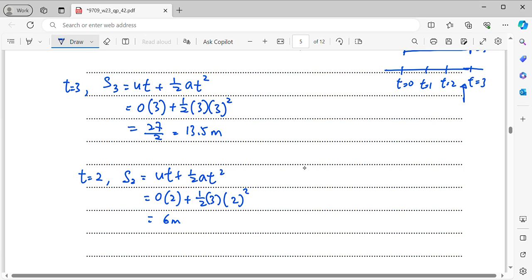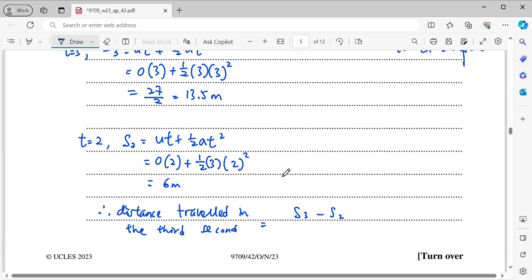Now the distance traveled in the third second will be S3 minus S2. From here, I get 13.5 meters minus 6 meters, that is 7.5 meters. So that is the solution of this question.